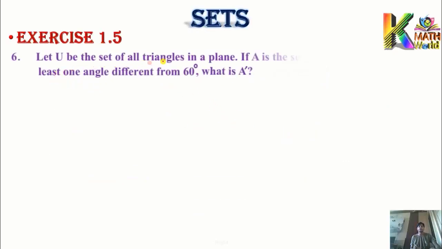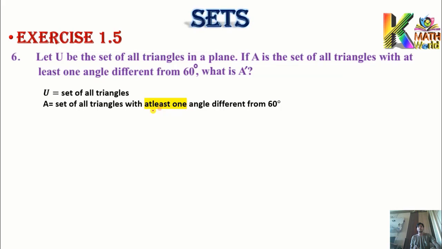See the next question. Let U be the set of all triangles. A is the set of triangles with at least one angle different from 60. So U is the given set of all triangles, and A is the set of all triangles with at least one angle different from 60. At least one means one or more than one angle is different.